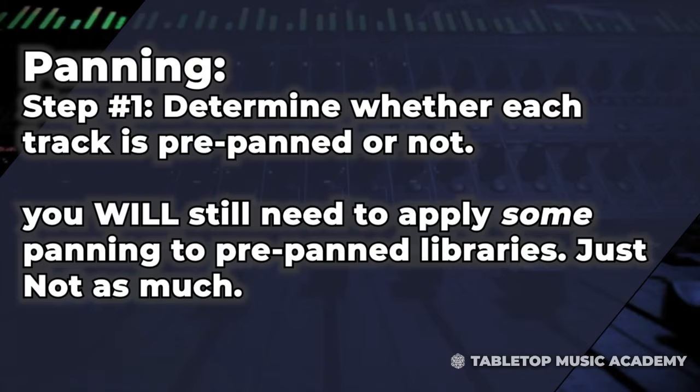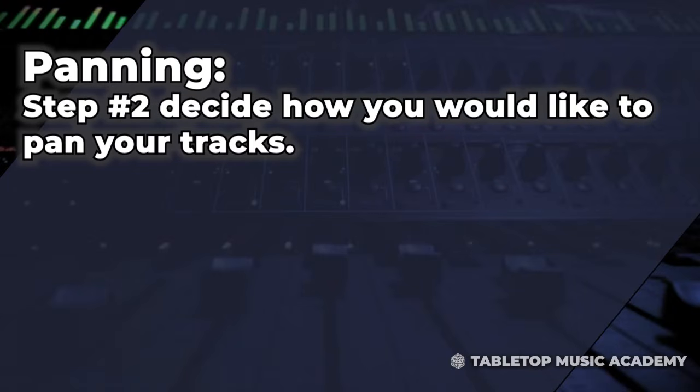Pre-panned libraries won't require as much adjustment, but a little bit can still help. Make sure you're listening, trust your ears, and find the positioning you want for each track compared to the others. More on this in just a little bit. Step number 2 is to decide how you would like to pan your libraries. I am going to recommend 3 basic approaches.